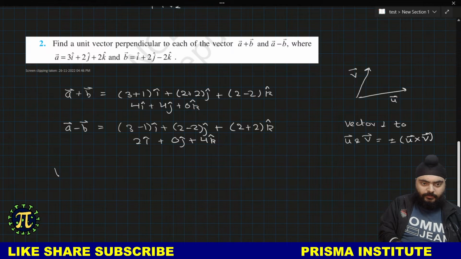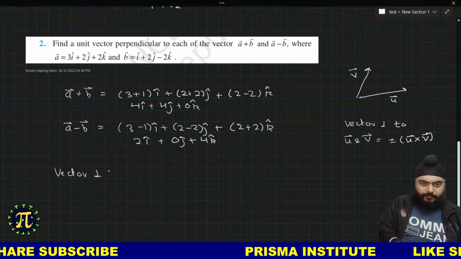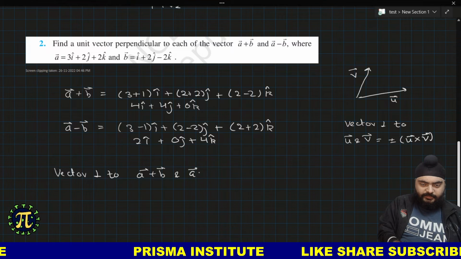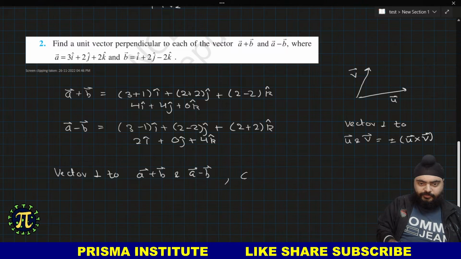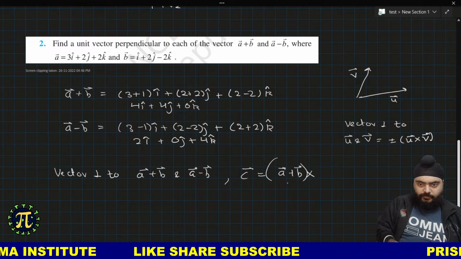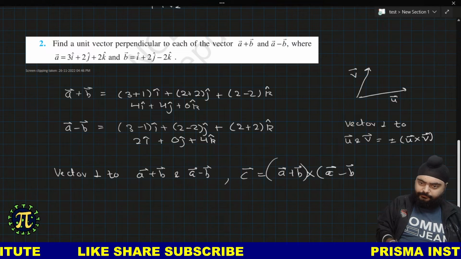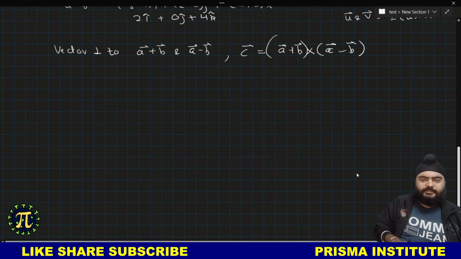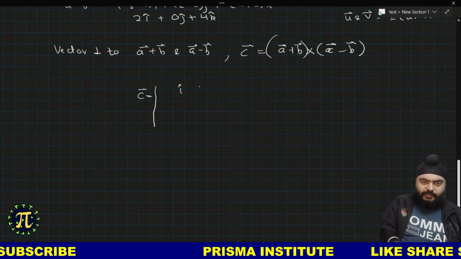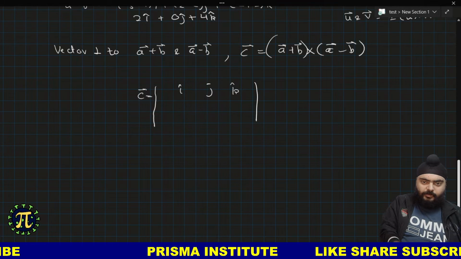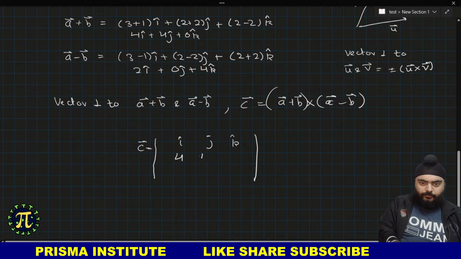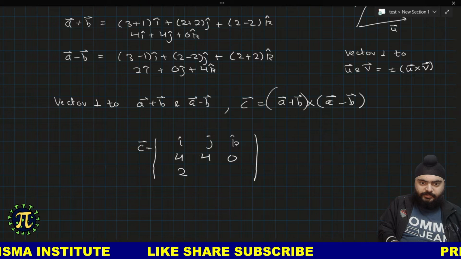So the vector perpendicular to a plus b vector and a minus b vector, which I am calling C vector, what will it be? It is the cross product of a plus b vector with a minus b vector. Of course plus minus, let's find this result first. So how much is C vector? So i cap, j cap, k cap. Let's write the components of a plus b vector. The components of a plus b vector are 4, 4 and 0, and here the components are 2, 0, 4.